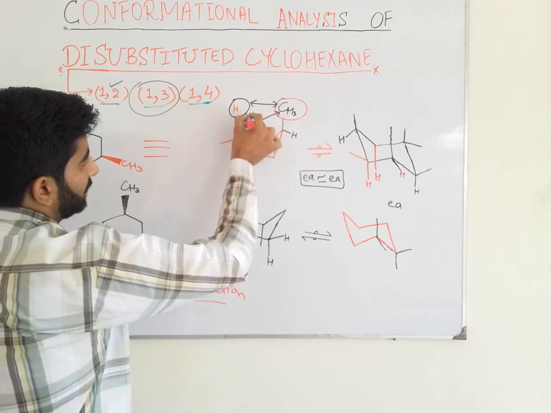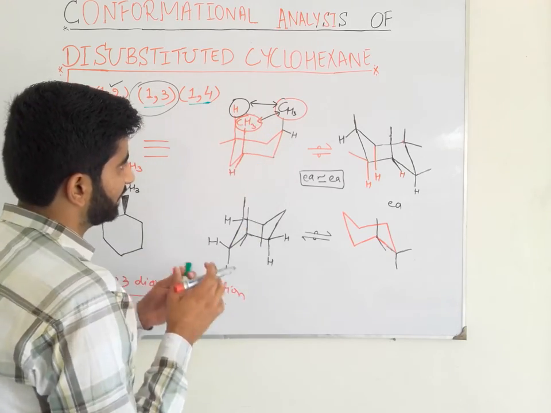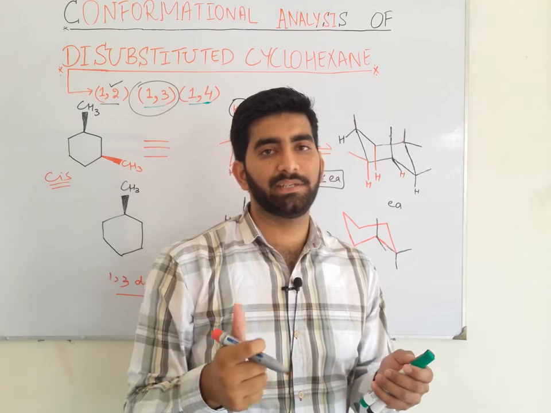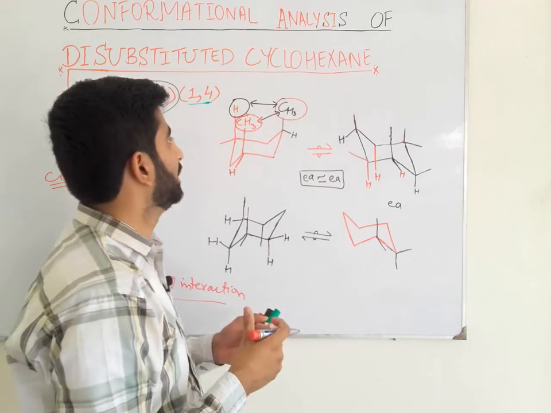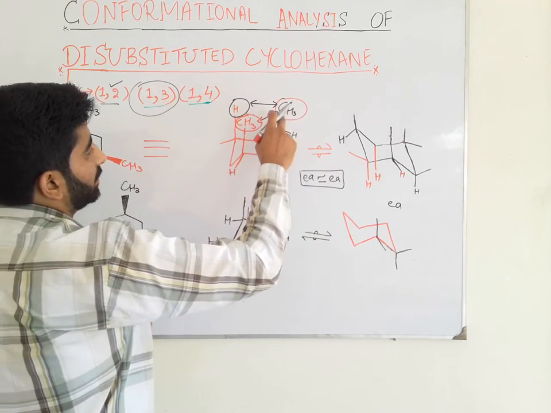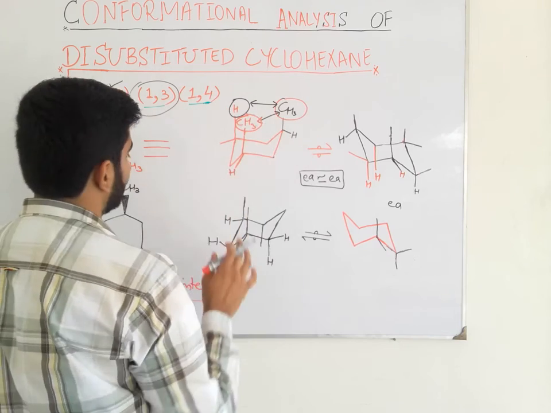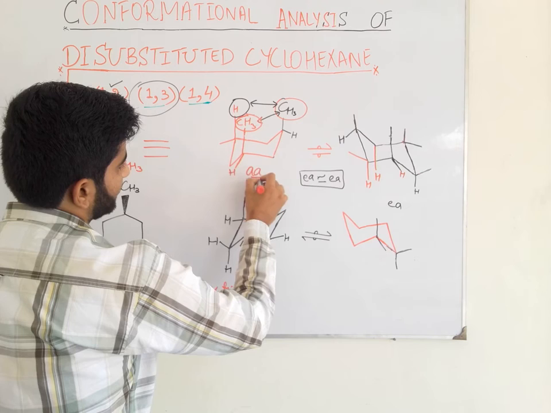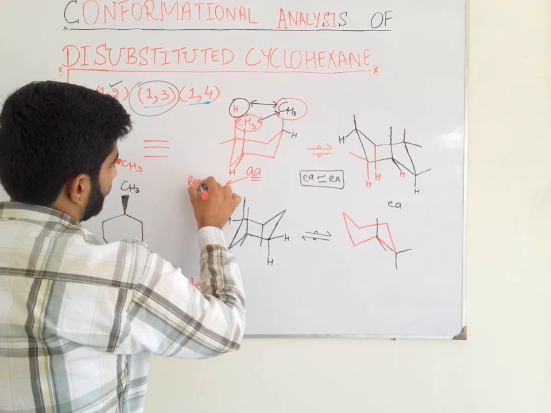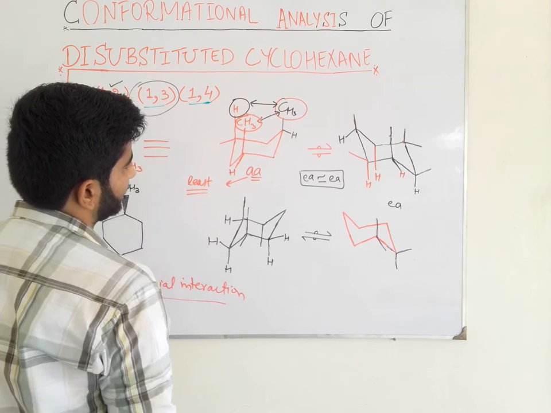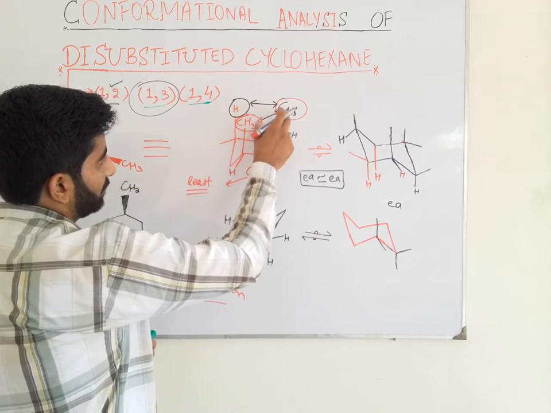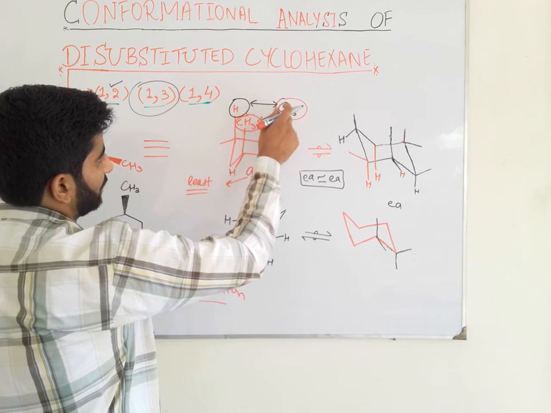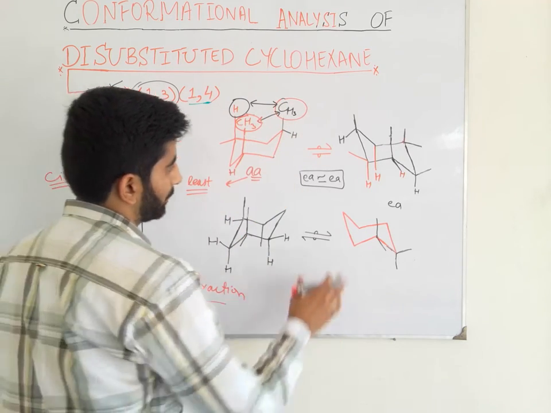As we know that the methyl groups are the bulky groups, so the steric repulsion produced due to the interaction between two methyl groups is greater as compared to the steric repulsion due to the interaction between one hydrogen and one methyl group. So the stability of AA is least due to the steric interaction between these two methyl groups and one methyl group and one hydrogen.